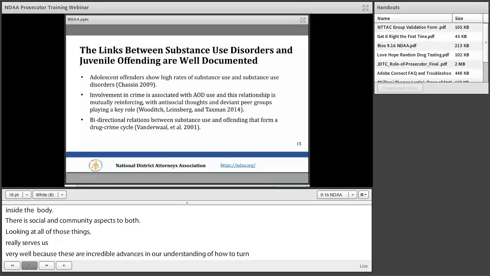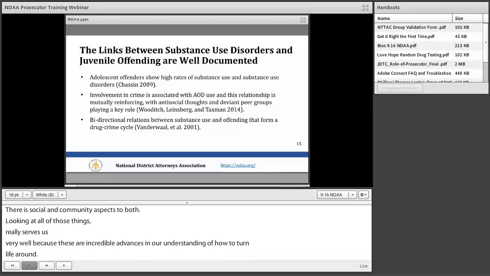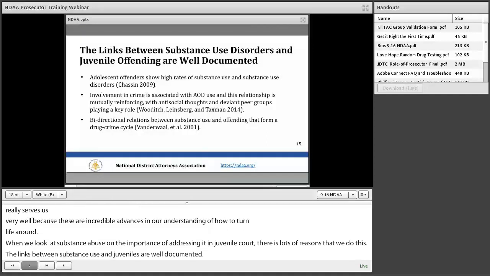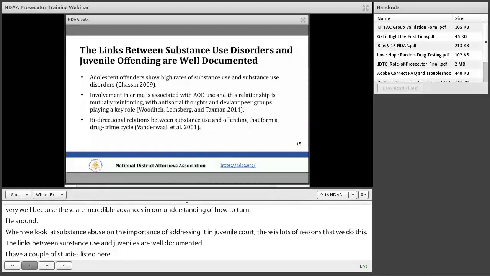The links between substance use and juvenile offending are well documented, and I have a couple of studies listed here. And the other thing that I'll note is I have put some of these in the handout box, and I've also posted them.